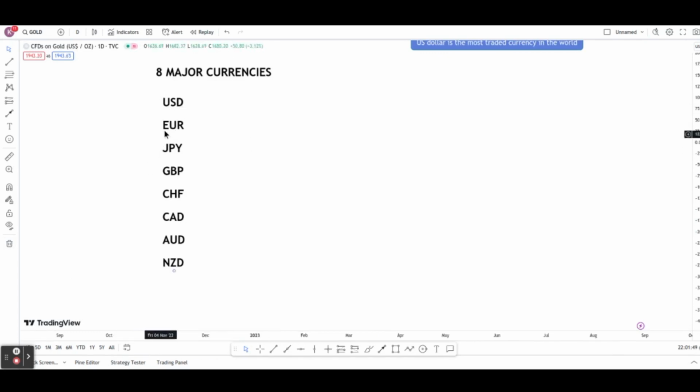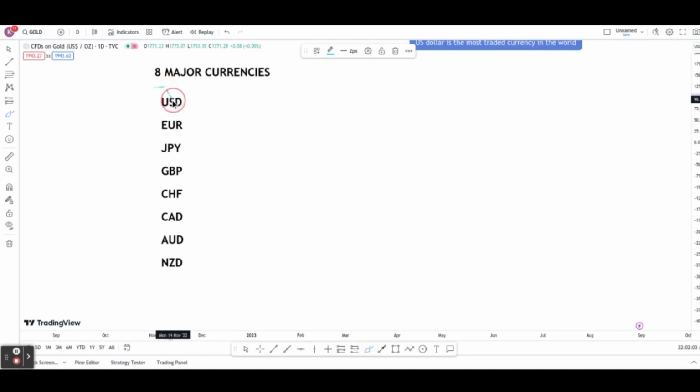Let's talk about their full meaning. The first two letters stand for the country that spends the currency. The first two letters represent the country, while the last letter represents the currency. You understand? So that is how it's been done.